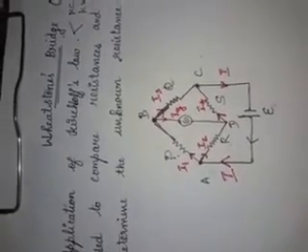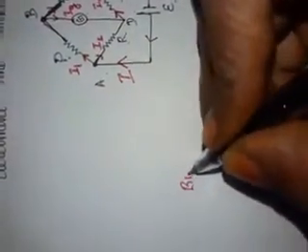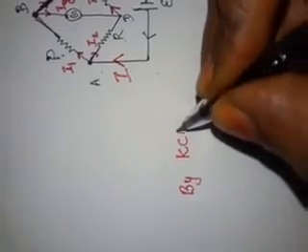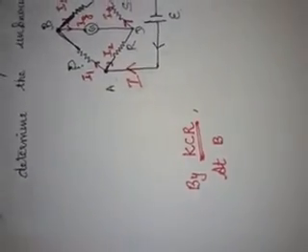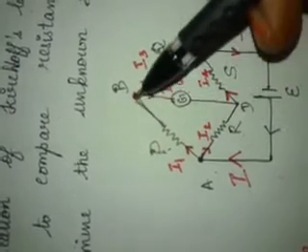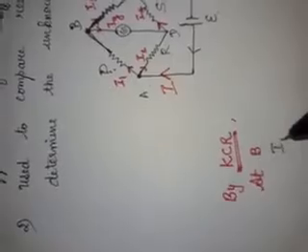Now, step by step the derivation starts. First we are using Kirchhoff's current rule. By Kirchhoff's current rule, we are going to apply the current rule at B and at D. So at B, if you apply the current rule, what happens? The sum of the currents flowing towards a junction is equal to the sum of the currents flowing away from the junction.